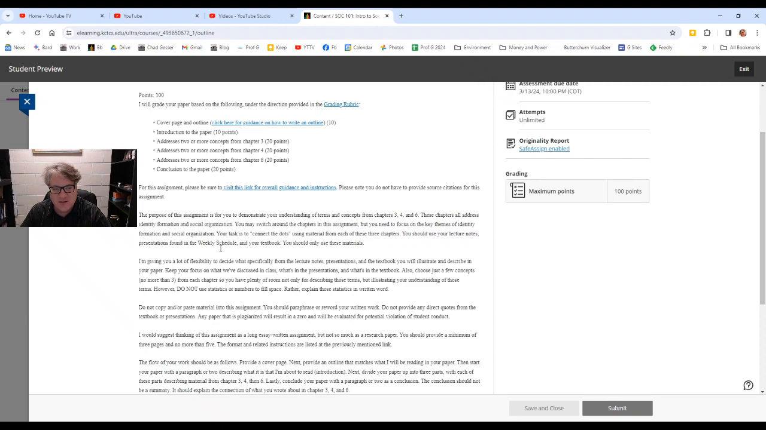Your task is to connect the dots using material from each of these 3 chapters. You should use your lecture notes, presentations found in the weekly schedule, and your textbook. You should only use these materials. Look at that. So when I grade your assignment, I'm going to know if you are talking about what we talked about in class. So there's a lot of stuff in these chapters, and I don't want you to get lost in the stuff that we don't cover in class.